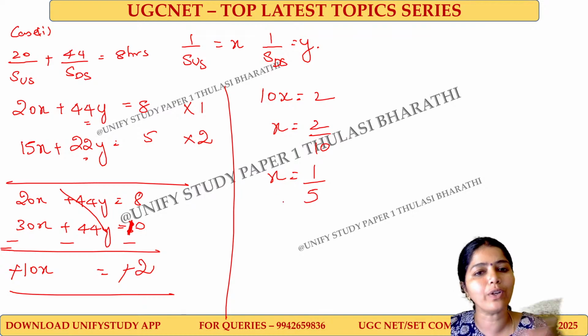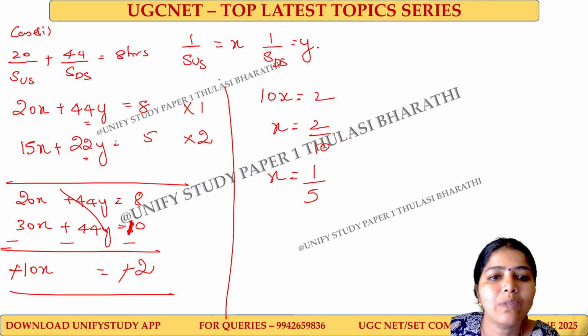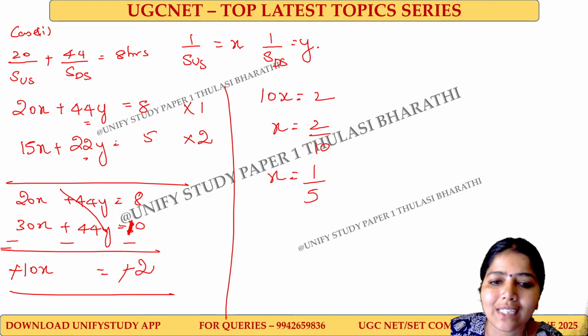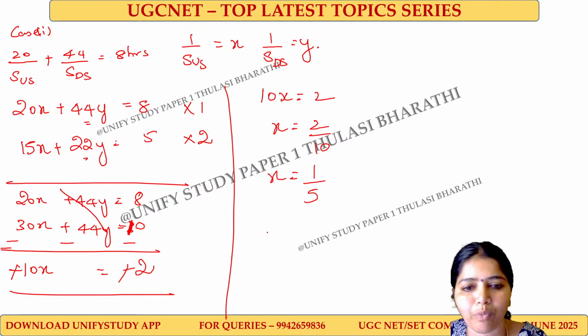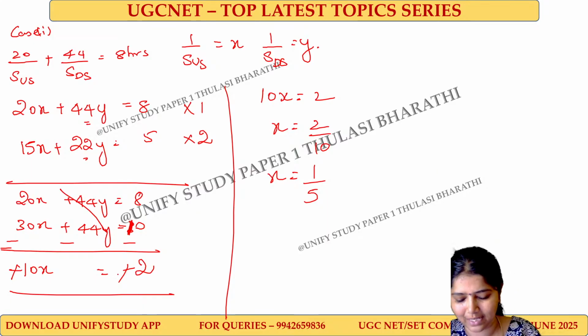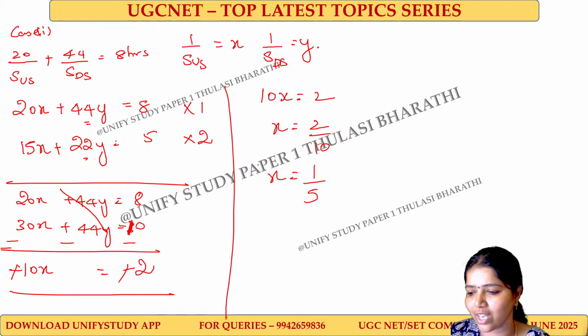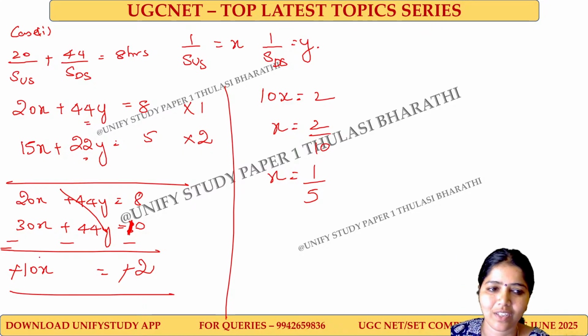If x is equal to 5, what is this x? 1 by the speed of the upstream is equal to x, right? So the speed of the upstream is equal to, the value of x will become what? 5. Am I clear? Very good. Yes. I have changed. You got it?